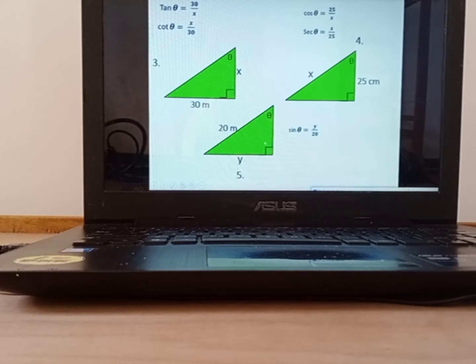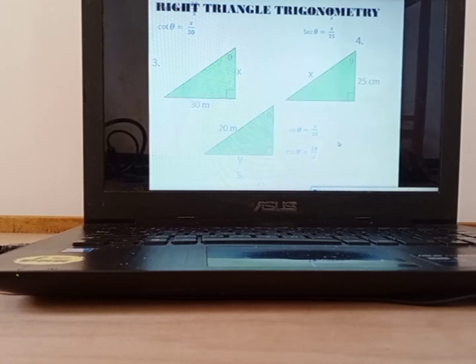And for our cosecant theta, we have hypotenuse over opposite. So therefore, hypotenuse is 20 and opposite is y, or simply we get the inverse of y over 20, which is 20 over y. Okay, good. So we will have to proceed.